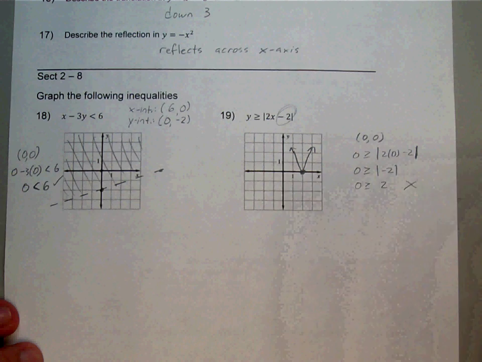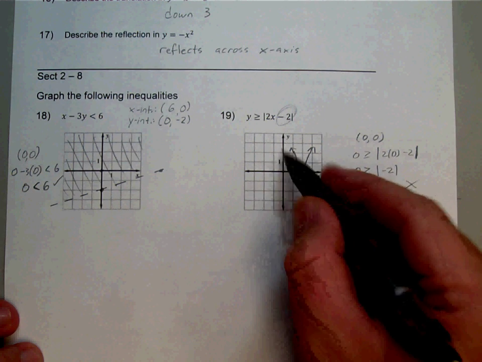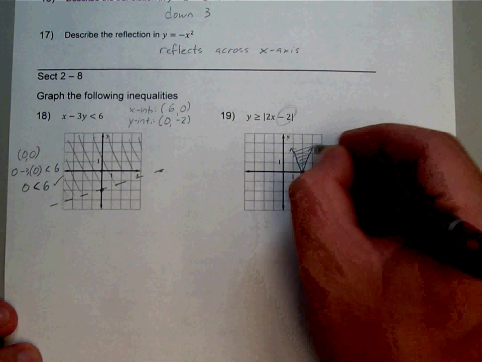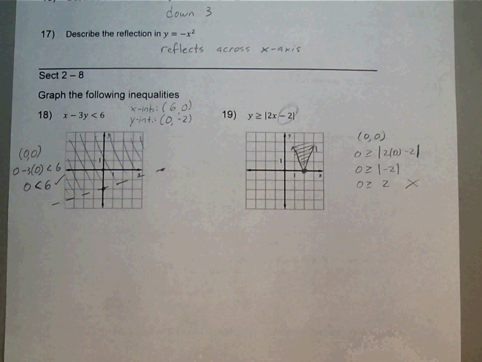Is that a true statement? No, it's not a true statement. So 0, 0 is not a solution. It was outside the V. I shouldn't shade anything outside the V then. I should shade the numbers that are inside of the V.